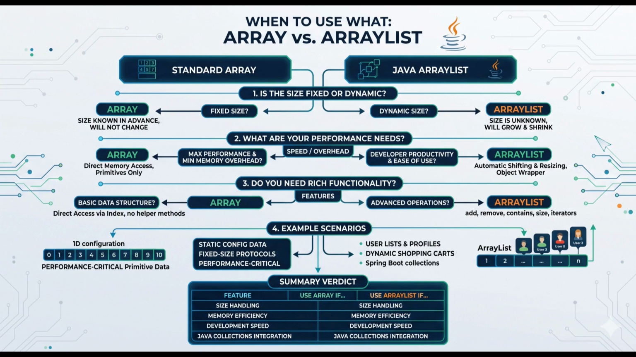Think about your scenario. If you're dealing with static configuration data, stick to arrays. But for everything else, like dynamic shopping carts or user profile lists, ArrayList handles all the heavy lifting of shifting and resizing for you. Choose the right tool for the job, and you'll write cleaner, safer code every single time.